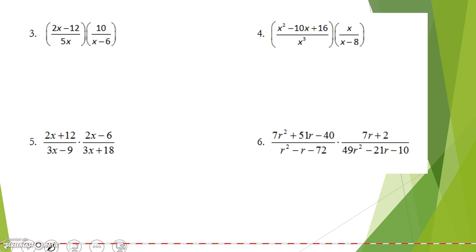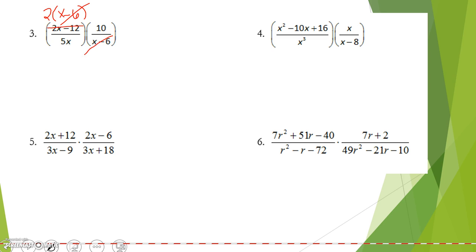All right, the next one. I can factor the top of this first one, so I can factor a 2 out, and I'm left with x minus 6. The bottom is a monomial, so is the top. The x minus 6 in the bottom of the second one cannot be factored. So now I'm going to cancel. I can cancel out the x minus 6. I'm left with all monomials.